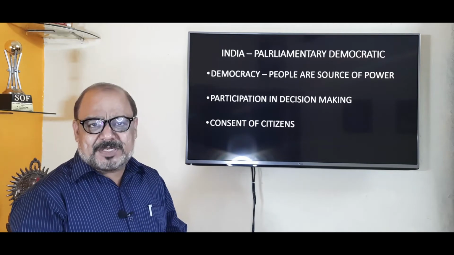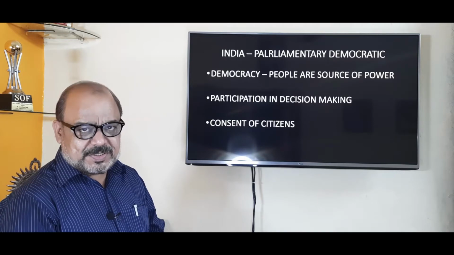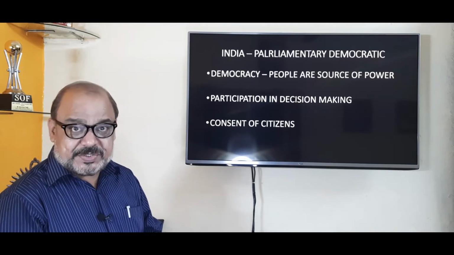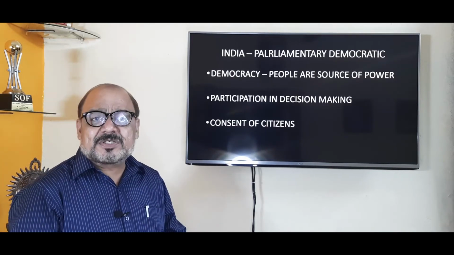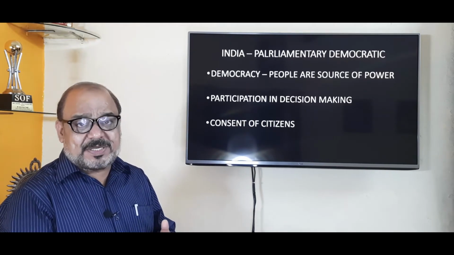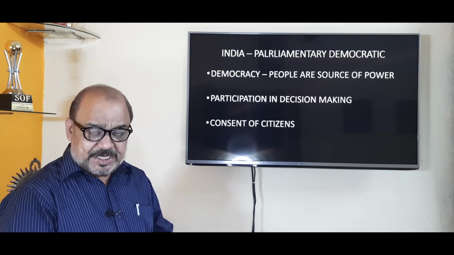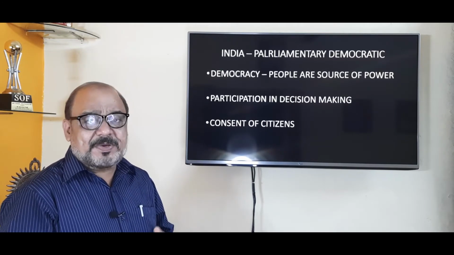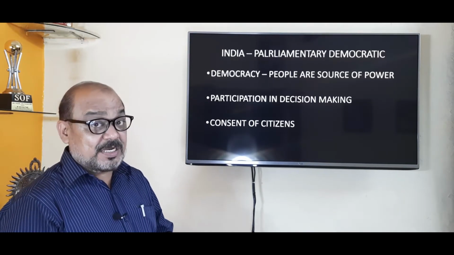The kind of parliamentary form of democracy India is having, in this kind of democracy, there are three very important points. And the first point is, in this form of democracy, people are the source of power. Because people have the right to elect the representatives, and the representatives make the government. It means people make the government indirectly, people control the government indirectly, and people change the government directly.